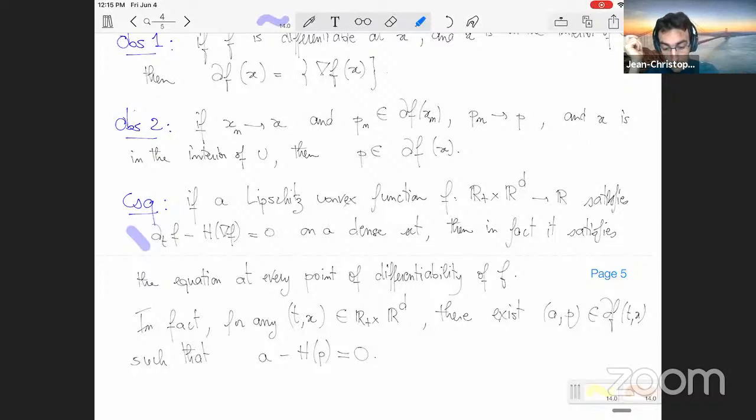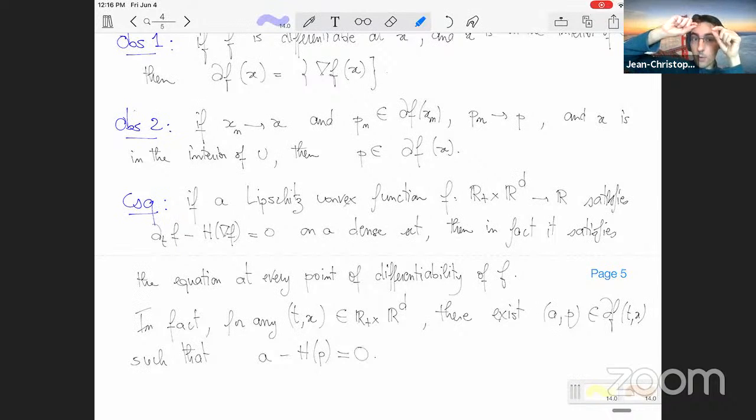Okay. Now I'm interested in a point which maybe is not in this dense set. So I'm going to find a sequence of points in the nice set that converge to this other point. And the function is Lipschitz, so up to extraction of a subsequence, the sequence of slopes I find, I can also assume that it converges.